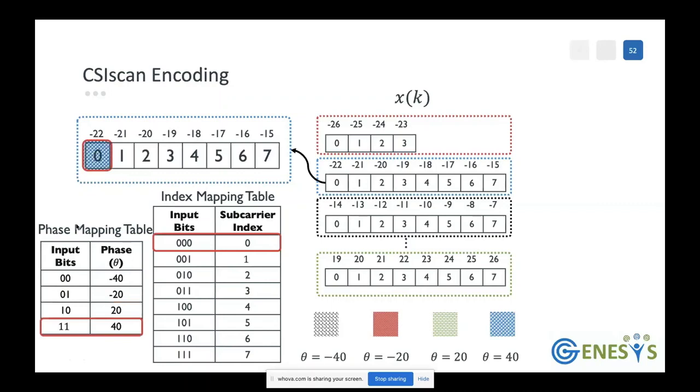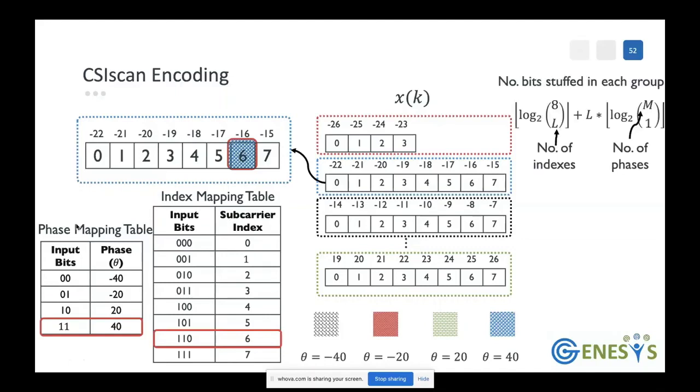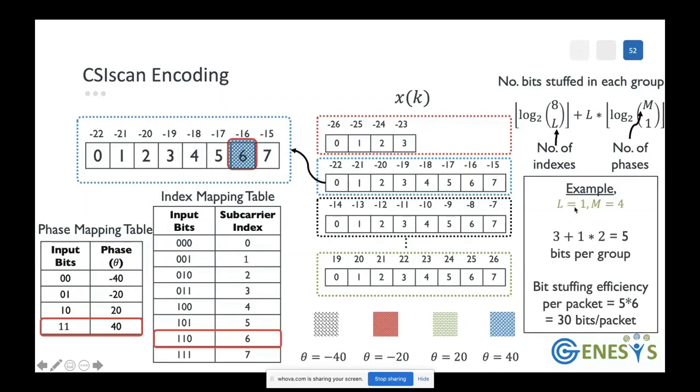So in a way, we can also add similar phase distortion at different subcarrier indexes. Now the total number of bits that can be stuffed in this particular group can be evaluated by this formula. Just to take an example, if L is 1, where L is the number of indexes where we introduce the phase distortion, and we have a choice of 4 levels of phase distortion.